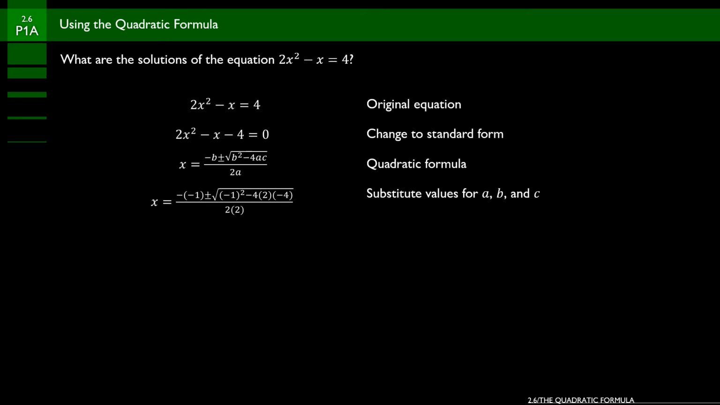When we simplify this, we get negative times negative 1 is positive 1. Then inside the radical, negative 1 squared is 1. Then negative 4 times 2 times negative 4 gives us positive 32. And then 2 times 2 in the denominator gives us 4. Simplify that radicand, and you're left with 1 plus or minus the square root of 33 over 4. Now notice that you've got that plus or minus there. That is telling us there are 2 solutions. One of the solutions is 1 plus the square root of 33 over 4. And the other solution is 1 minus the square root of 33 over 4.